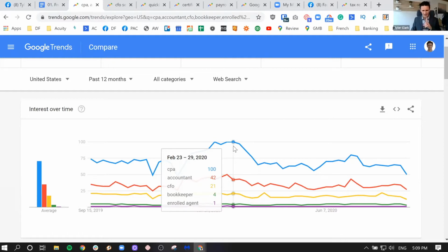What I didn't expect at all was CFO to smash bookkeeper. I did not think that that would be the case. I thought, given how much bookkeeping is more broadly needed, I thought that ultimately bookkeeper would be higher than this, and I definitely didn't think enrolled agent would come in last. But anyway, just some food for thought if you're pursuing designations.